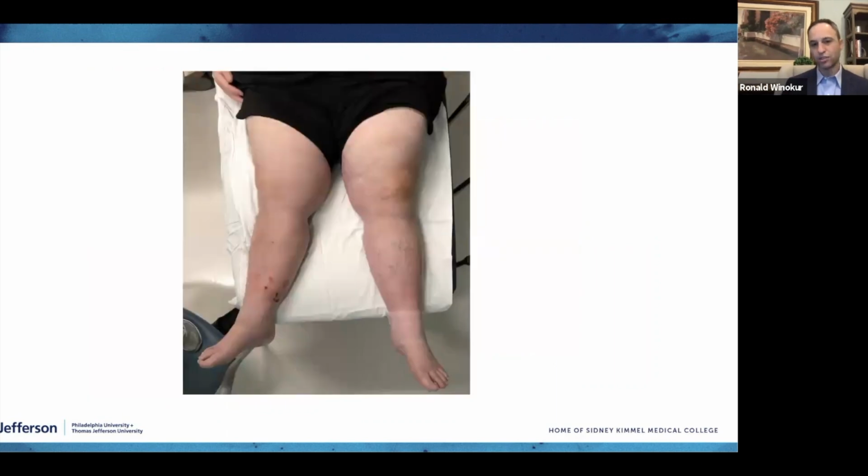Then you can have a patient who looks more like this, who has bilateral lower extremity swelling, skin ulceration in both legs, clear severe disease, but again, we don't know what we're dealing with. And it could be a combination of superficial and deep disease. I don't know if you can make it out, but you can see some varicosities here. You can definitely see some spider veins on both calves.